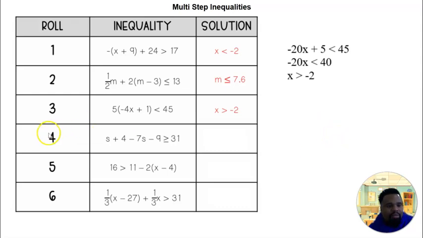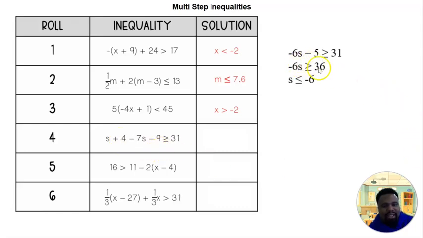All right. And then for number 4, we're going to combine our like terms. s minus 7s is negative 6s. 4 minus 9 is negative 5. So negative 6s minus 5 is greater than or equal to 31. Add 5 on both sides. 31 and 5 is 36. And then divide both sides by negative 6. 36 divided by negative 6 is negative 6, but since I divide by a negative number, the inequality symbol flips. So s is less than or equal to negative 6.